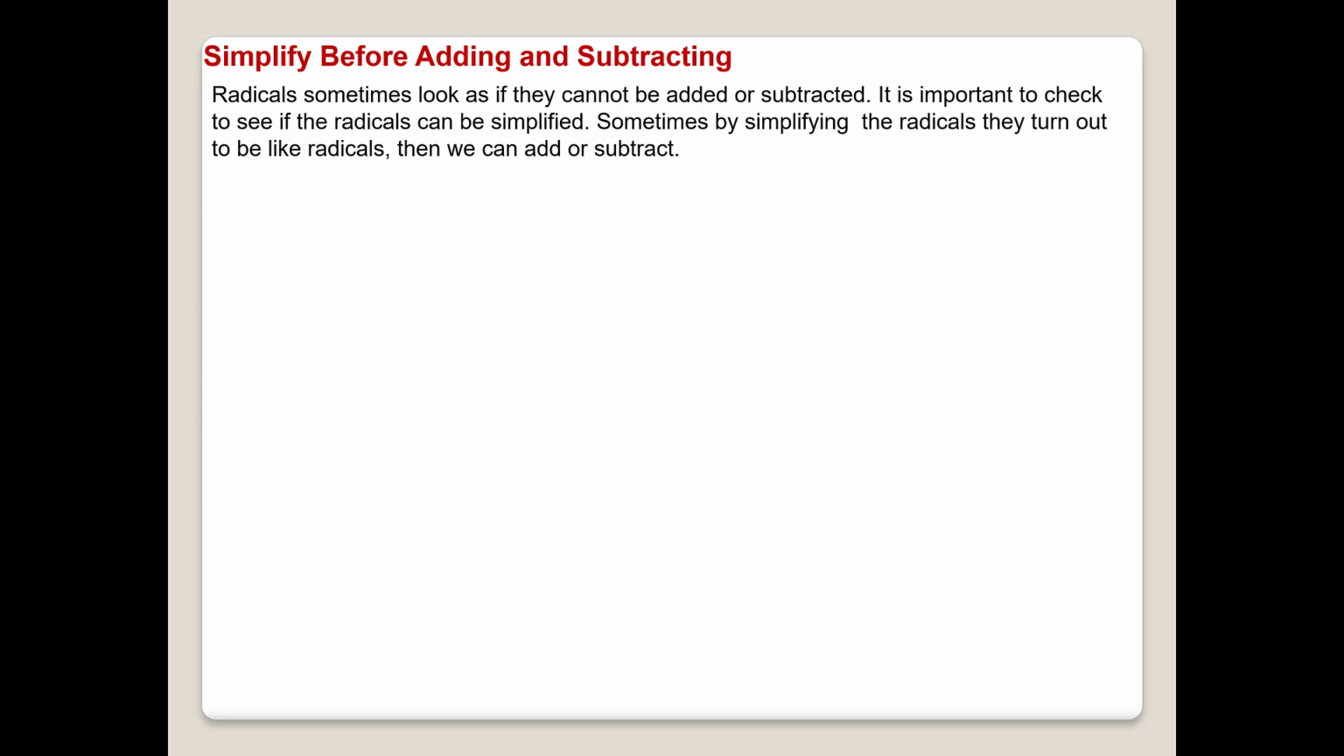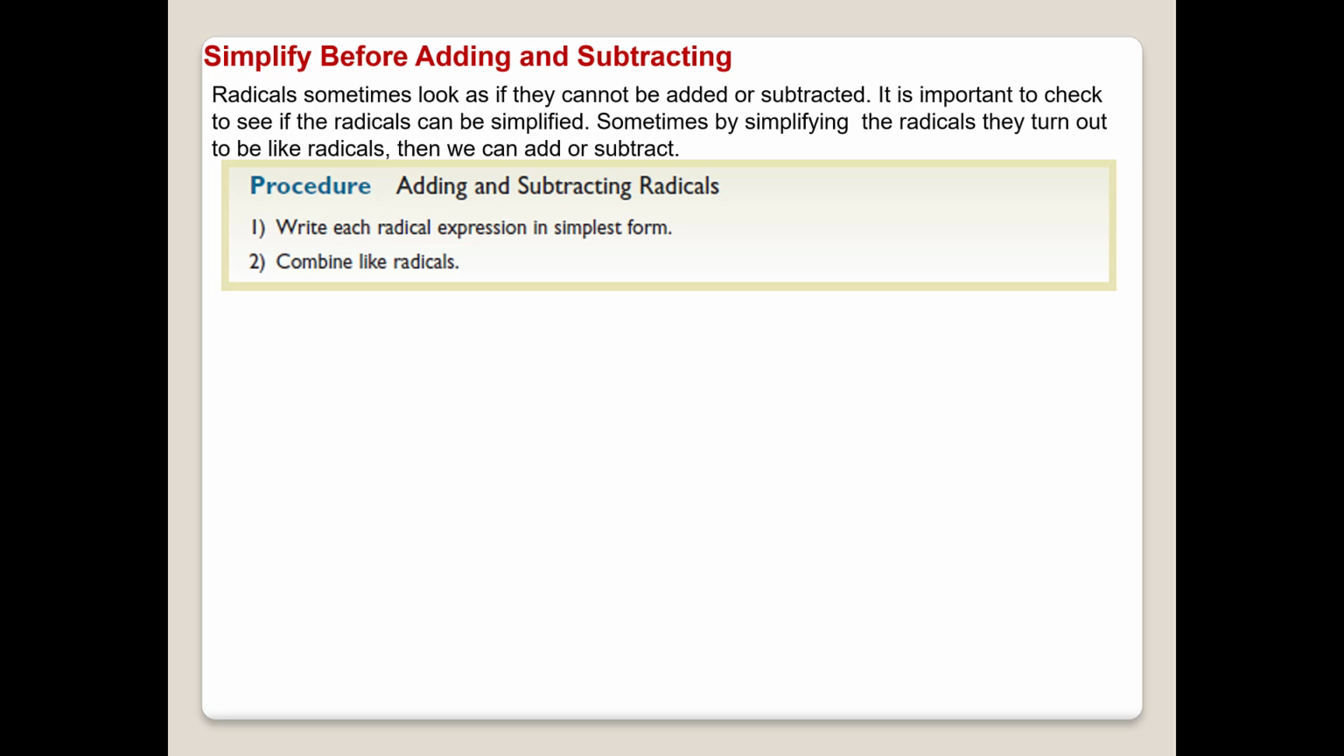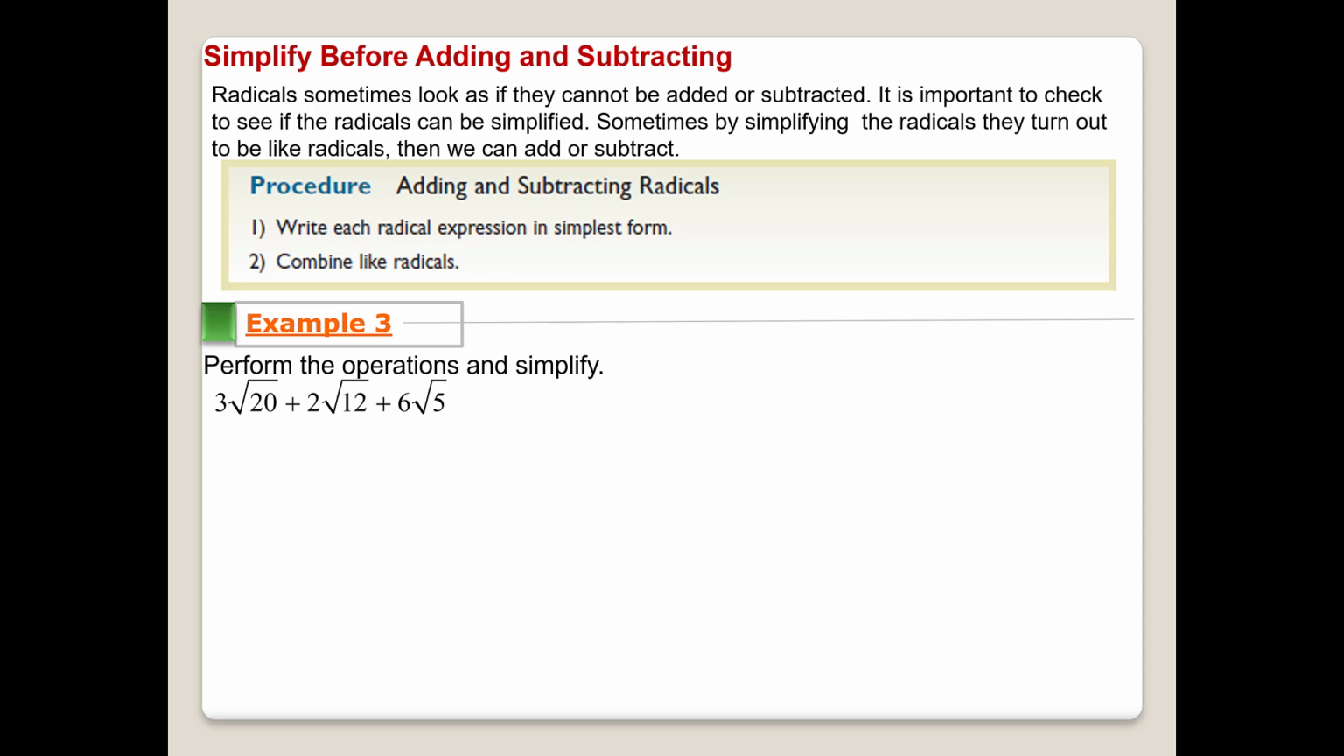So simplify before adding and subtracting. Radicals sometimes look as if they cannot be added or subtracted. It is important to check to see if the radicals can be simplified. Sometimes by simplifying the radicals, they turn out to be like radicals. Then we can add or subtract. So again, a procedure: write each radical expression in the simplest form. Then combine like radicals. So let's look at an example.